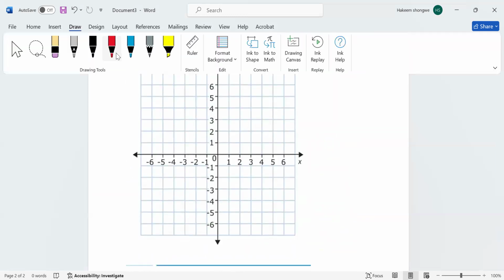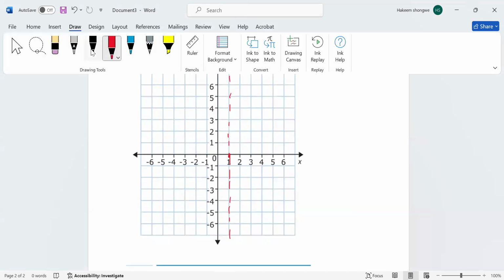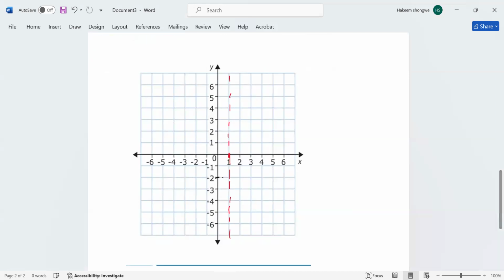Let's come to x is 1. It's here. And then you are going to draw a dotted line on x is 1. The other one we have is y is minus 2. So y is minus 2 here. We have a dotted line again.